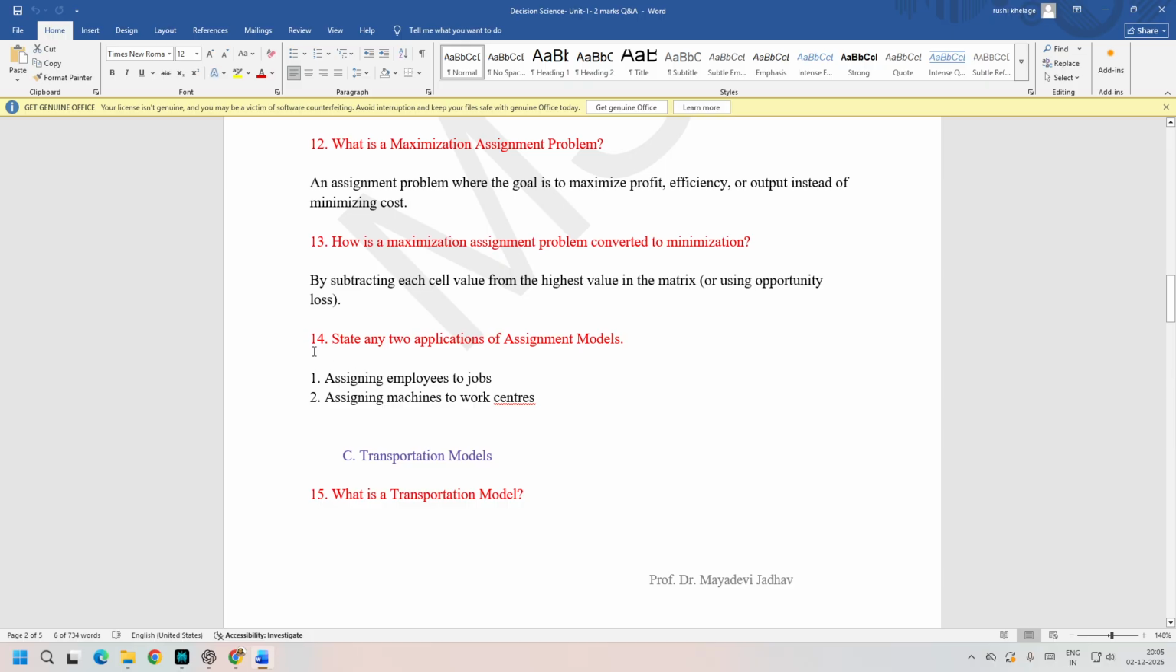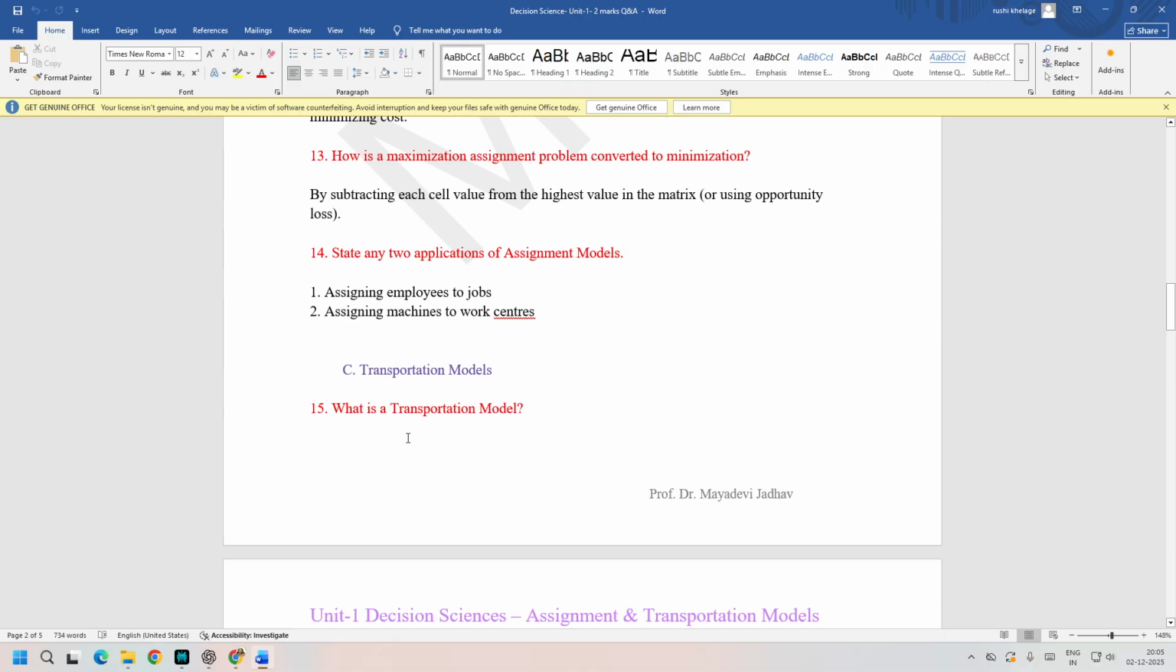Question number 14: state any two applications of assignment model. Here, first is assigning employees to jobs, and second is assigning machines to work centers. In large questions also, 10 marks questions also, you will find that these employees are working on this number of machines, and for that purpose these assignment models are used. Now we will move towards the transportation models. What is transportation model?